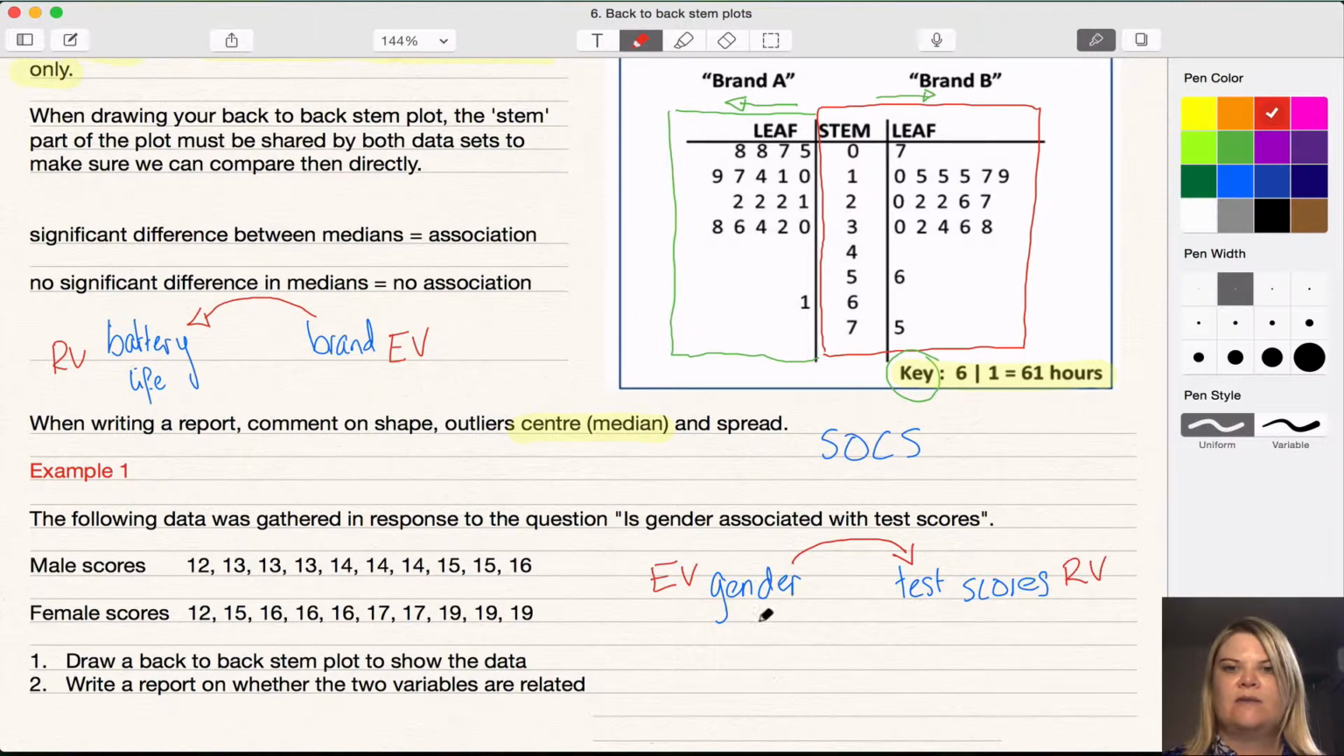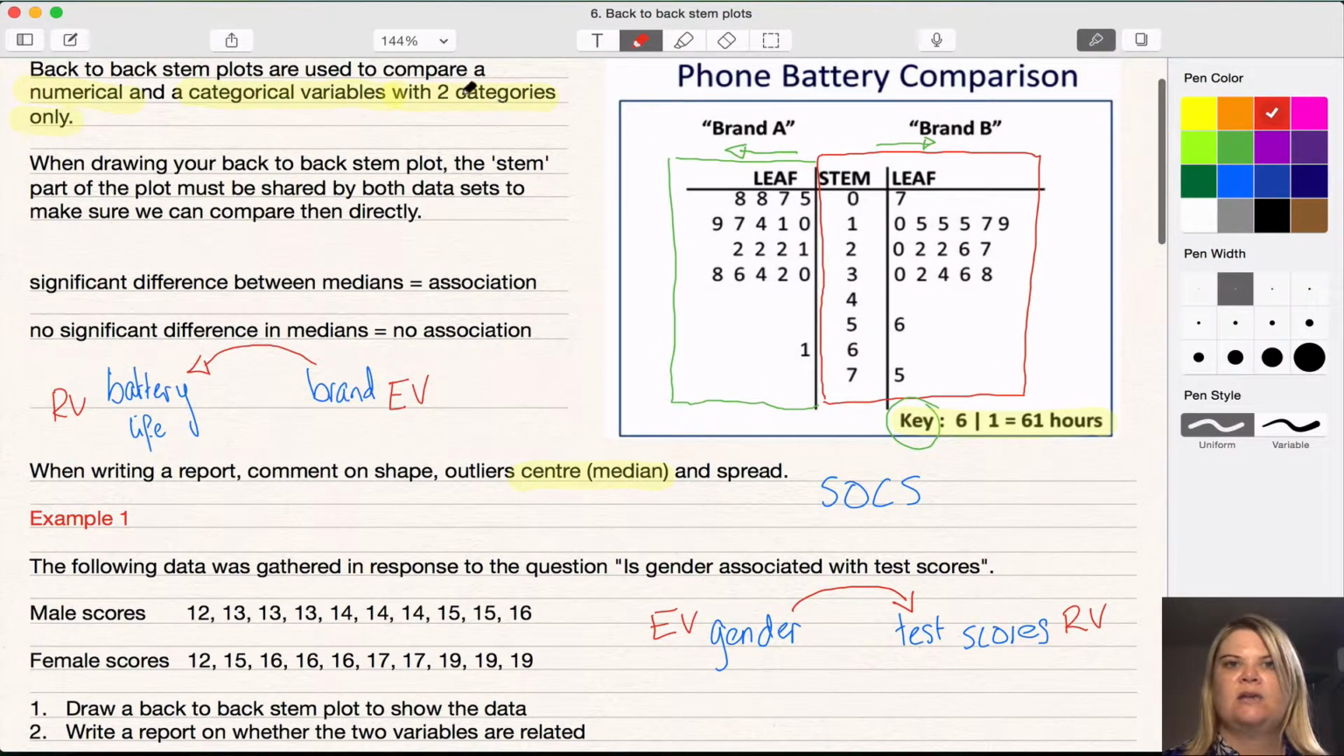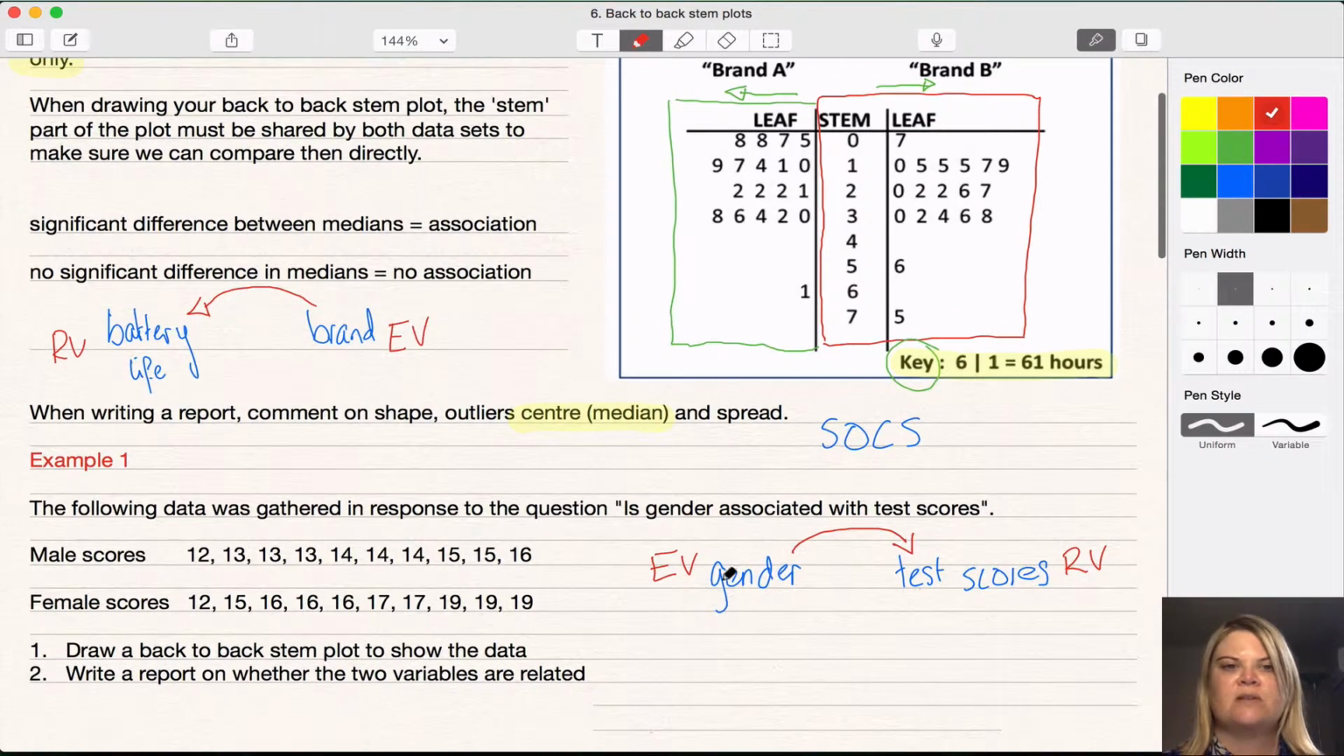This one here is a categorical variable with two categories. You can only be male or female. So we can use our back-to-back stem plot, two categories only. And test scores is a numerical variable because it's numbers of how people have gone in a test. So this test was out of 20, I think.